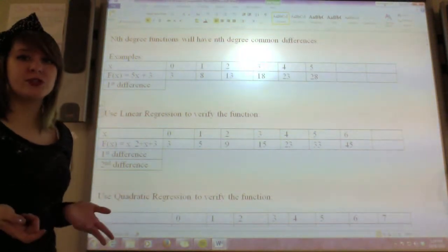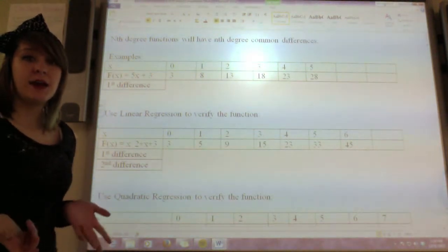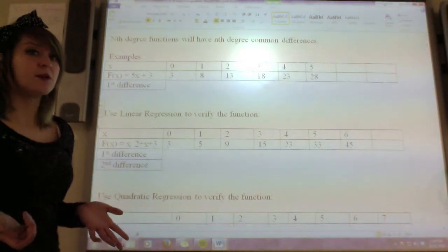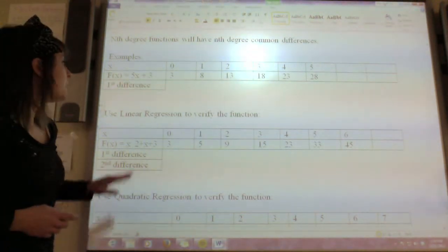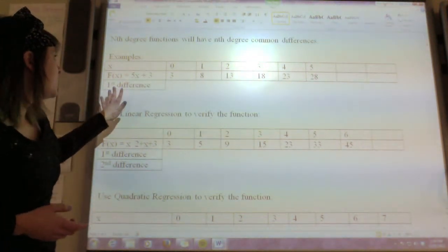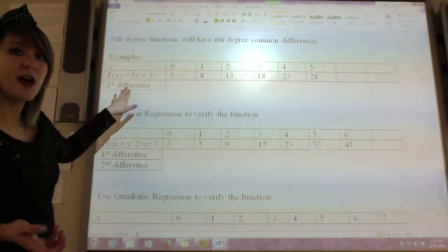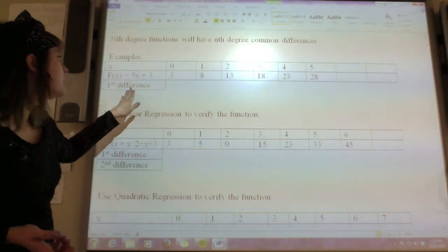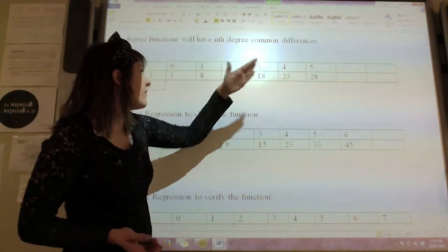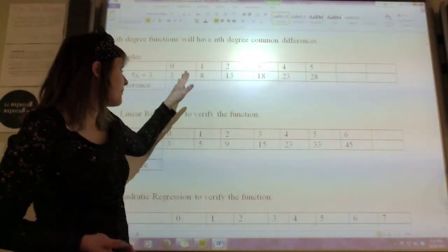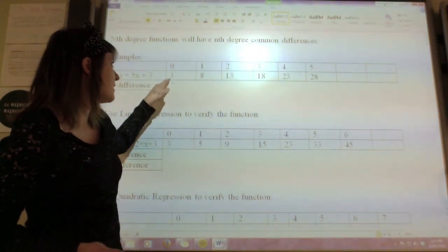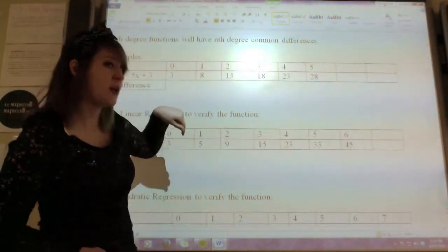On your homework they'll just give you a table and they'll say, hey, what type of function is this? Give me an equation. Okay, so this first one here, I've got this equation 5x plus 3, so I know that this is linear and it should have a first degree common difference. So what I've done here is I've got a table of values for this function. So if I plug in a 0, I get out a 3. If I plug in a 1, I get out an 8.